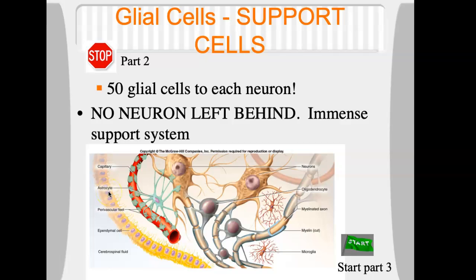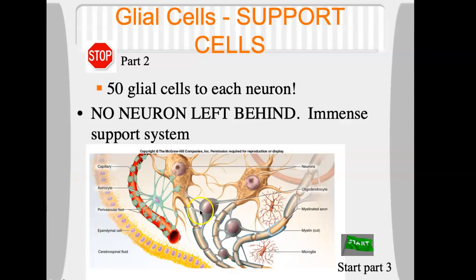And these are the support cells, the babysitting cells, remember, that are going to take care of those neurons. So the ratio of how many neurons we have and how many glial cells we have is alarming. There is about 50 glial cells to each neuron. So these are a lot of babysitters for these cells that we want to stay alive. I'm calling it no neuron left behind because we really do have to take care of them. So it's a really nice support system.